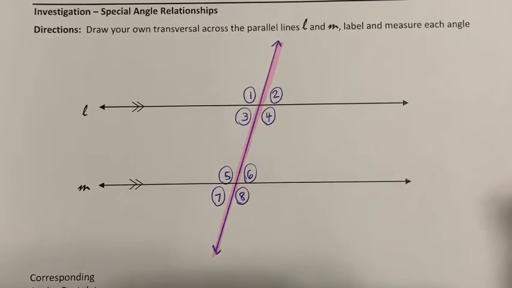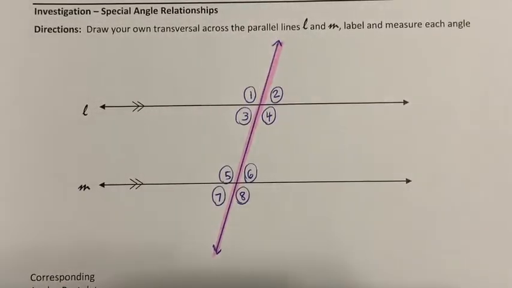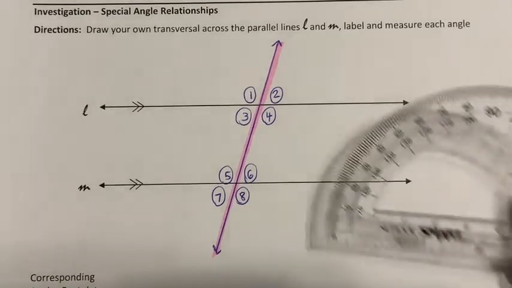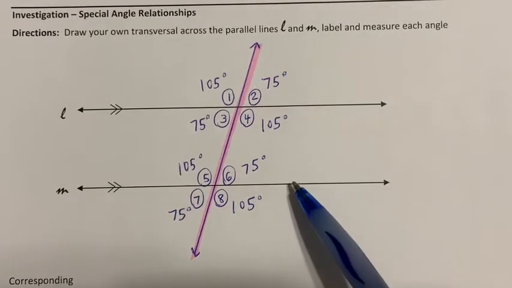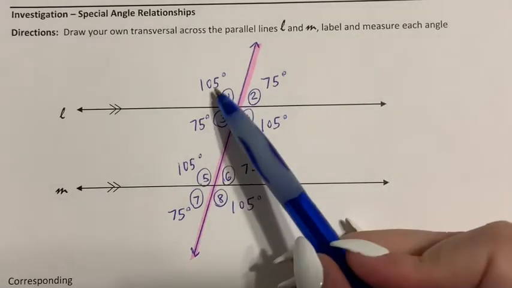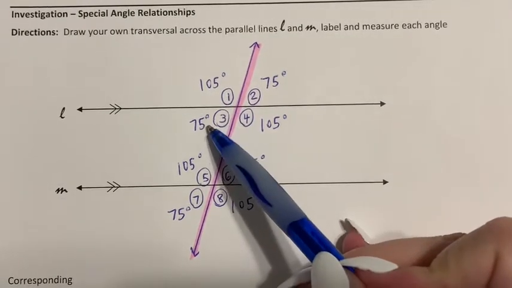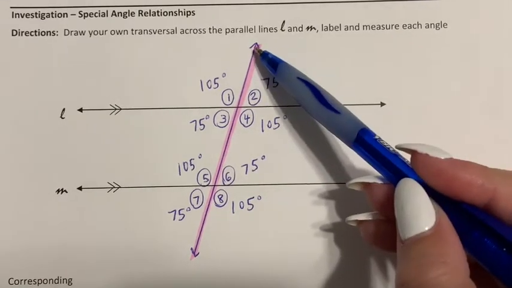But now you need to measure each angle. So you have 8 angles, and you're going to need to use your protractor to measure all 8 of these angles. So at this time, go ahead, pause the video and see what you come up with for these 8 different angle measures. Here are the angle measurements that I came up with, and I don't expect that you got 105 degrees and 75 degrees because that all depends on how you drew your pink transversal.